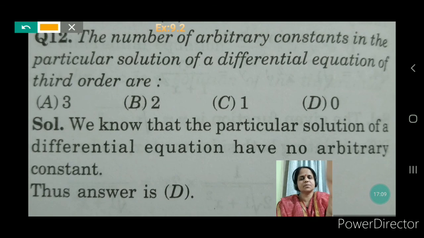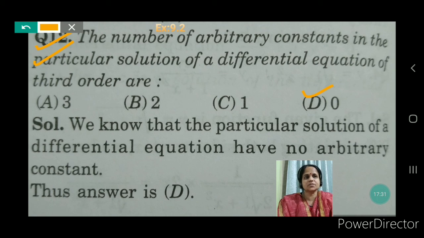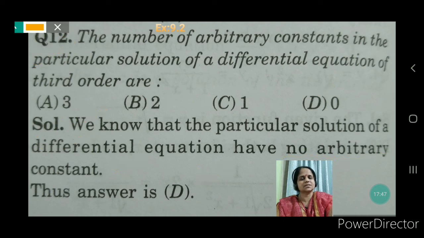Now student, question number 12. The number of arbitrary constants in the particular solution of a differential equation of third order are. The answer is 0. In the previous question, it was the general solution. So student, in the general solution, we have the arbitrary constants. But in the particular solution, there is no constant. So, we know that a particular solution of a differential equation has no arbitrary constants. So the answer is D. Now, this exercise ends here.